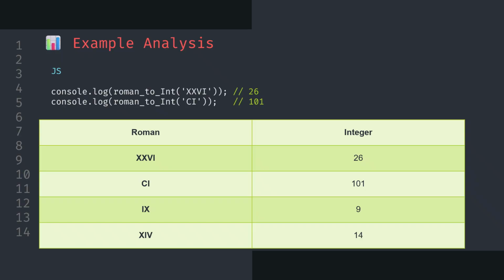Let's check out some examples to confirm how our function works. XXVI becomes 26, CI becomes 101, and IX becomes 9. Notice how our subtraction logic correctly handles numerals like IX. Everything works seamlessly.